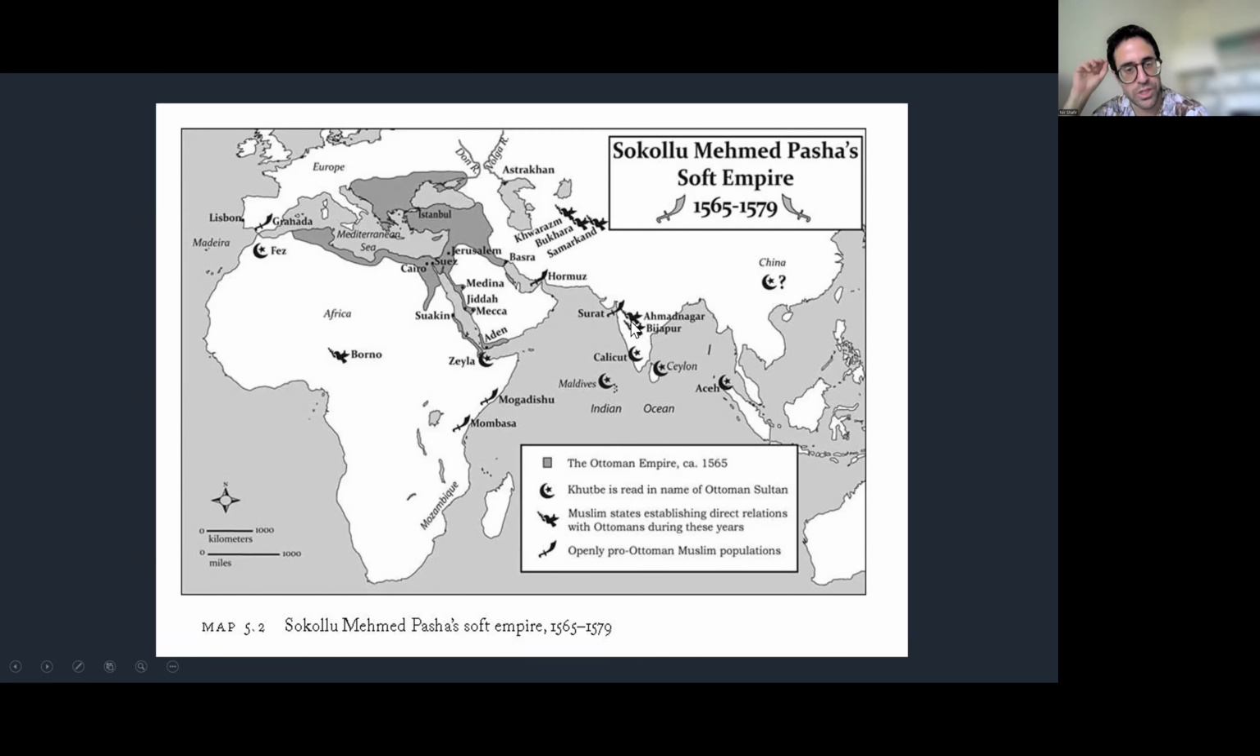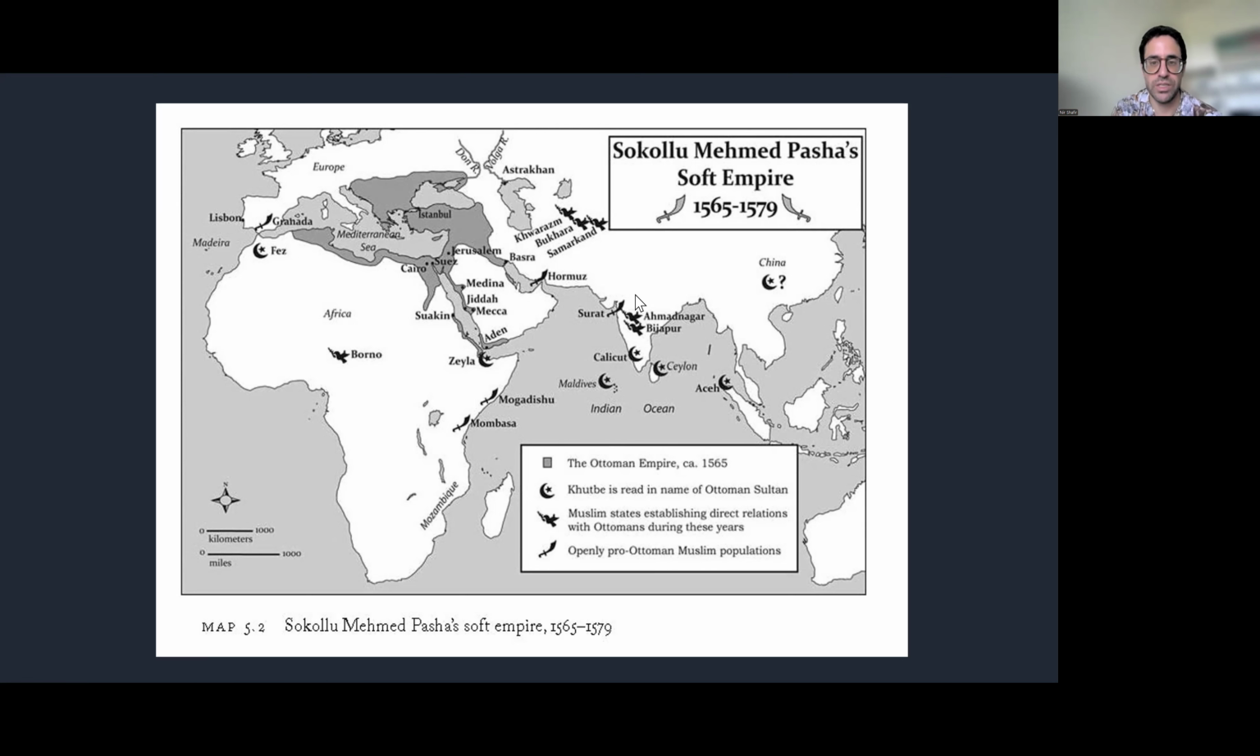And so in some of these places, as this map shows, the Ottomans were not ruling, but the name of the Ottoman Sultan was read out during the Friday sermon. And that's the usual sign of sovereignty, but it shows a sort of allegiance, even if symbolic, to Ottoman power. So there's Aceh, which was always the most difficult and independent sultanate in the Malay world, fought very viciously and valiantly against the Portuguese.